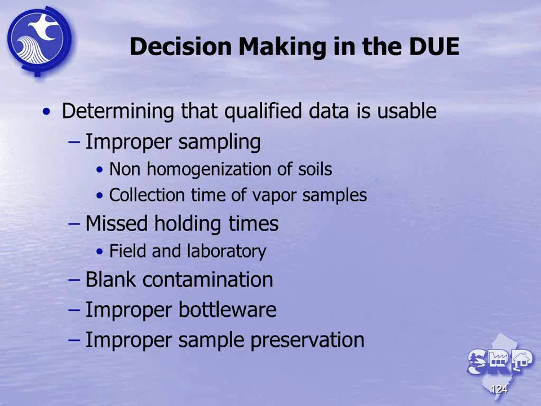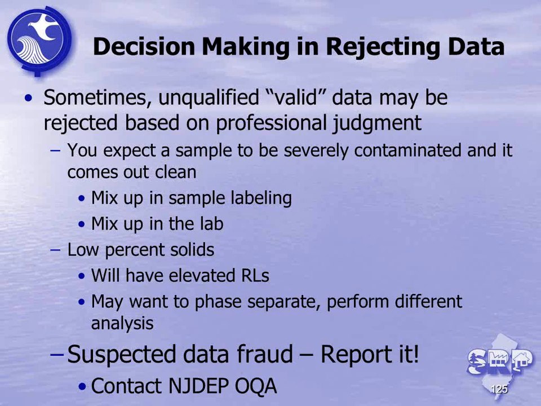You're still going to get stuff out of it. Blank contamination, improper bottle ware, improper sample preservation. These are all things you have to look at to evaluate your data. And again, most of the time, you can qualify your data and still use it. Sometimes you have to reject data, even if it's valid. Sometimes unqualified valid data is rejected based on your professional judgment.